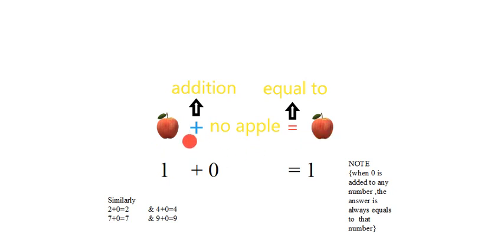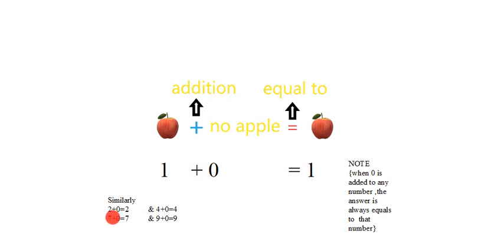This is the sign of addition. We will say that this is one apple. This is the sign of plus, and this is the sign of equal. We read it as 1 plus 0 equals 1. Similarly, when 0 is added to any number, here may be 2, 3, 4, 5, 6, any number, the answer is always equal to that number.